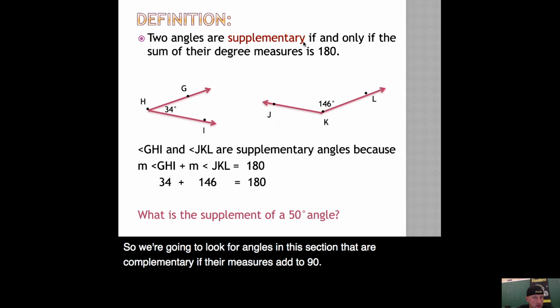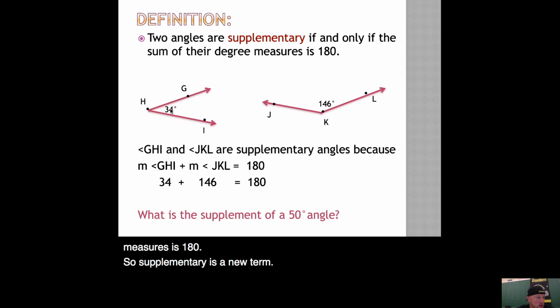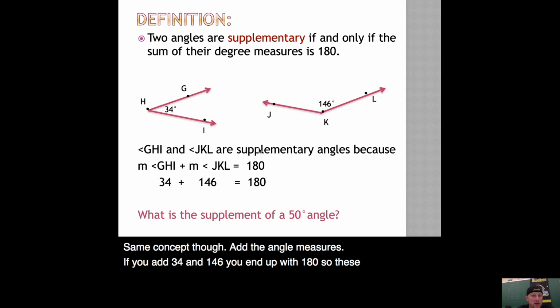Two angles are supplementary if and only if the sum of their degree measures is 180. So supplementary is a new term. Same concept though, add the angle measures. If you add 34 and 146, you end up with 180. So these are called supplementary angles.